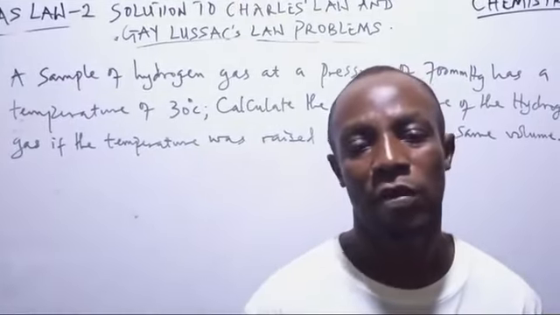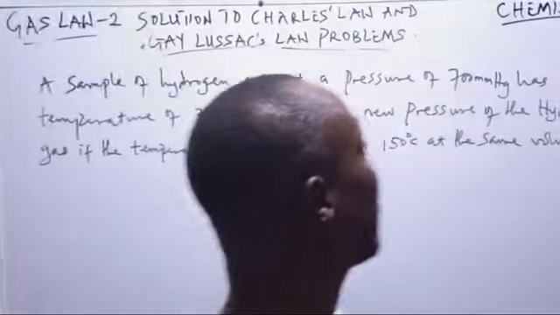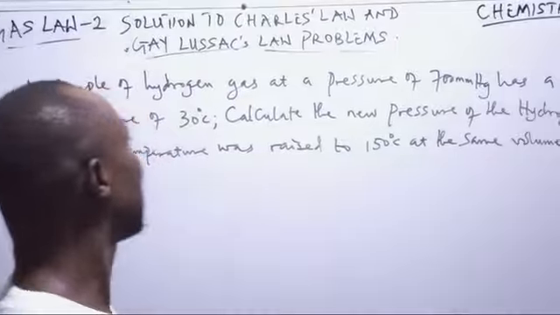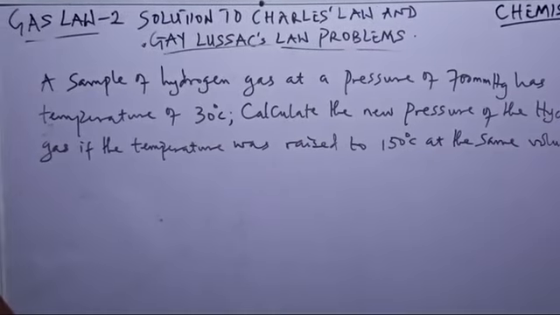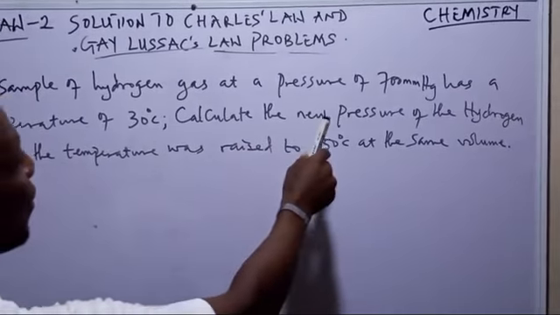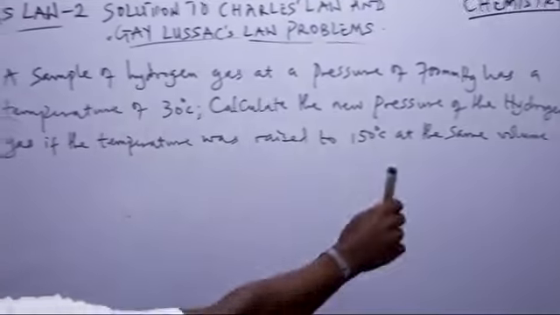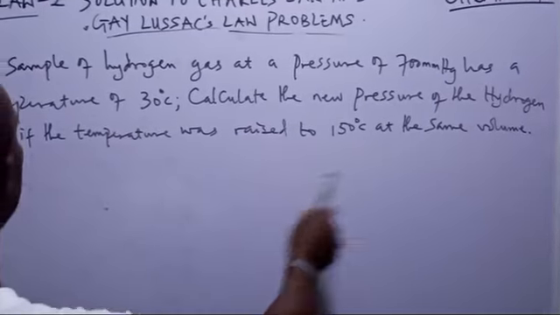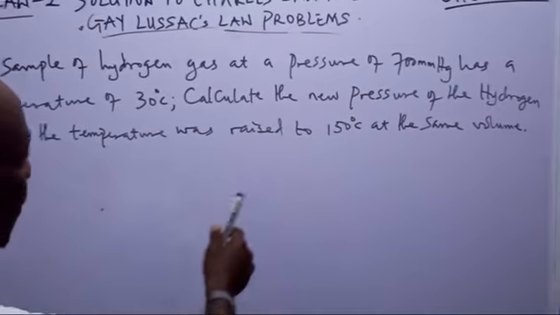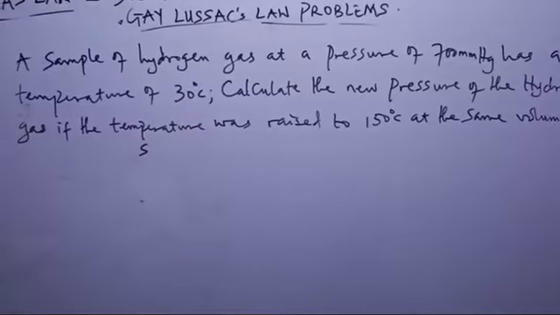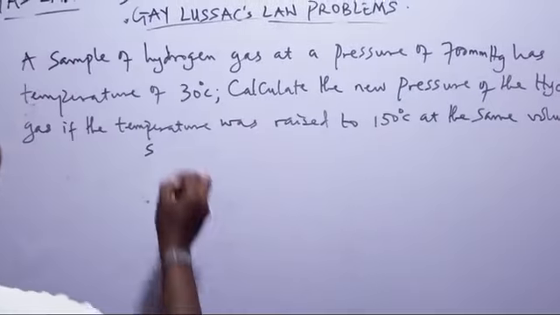Hi guys, welcome back to class, still on problem solution to Charles' law and Gay-Lussac's law under gas laws. The problem says that a sample of hydrogen gas at a pressure of 700 millimeter mercury has a temperature of 30 degrees Celsius. Let's calculate the new pressure of the hydrogen gas if the temperature is raised to 150 degrees Celsius at the same volume, that's to say volume is constant. Let's see how we solve this.